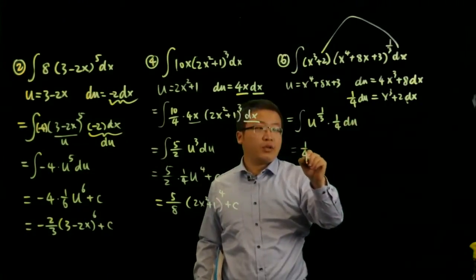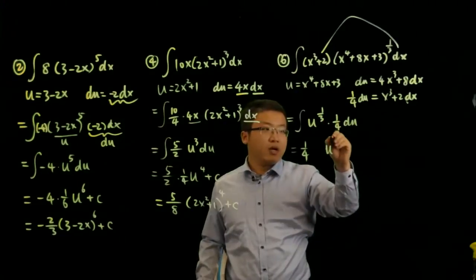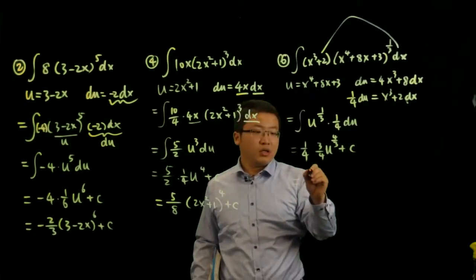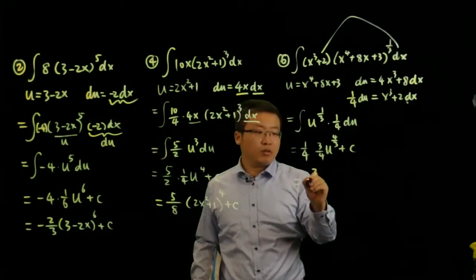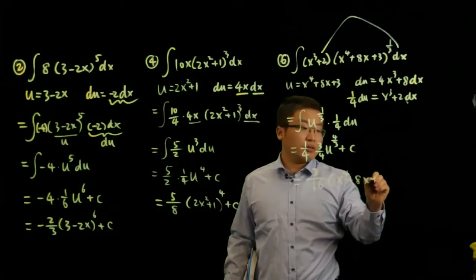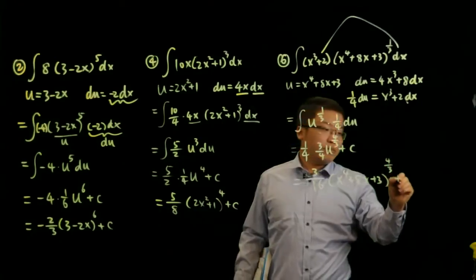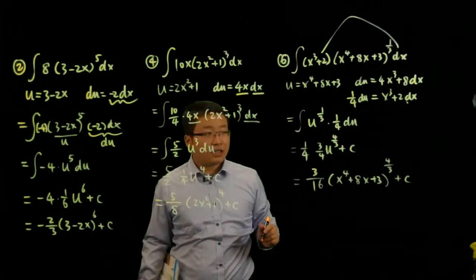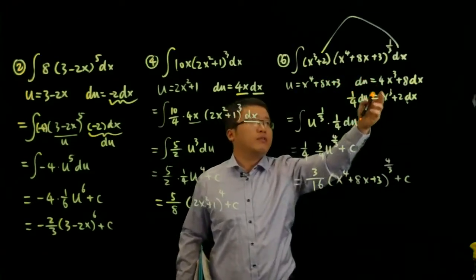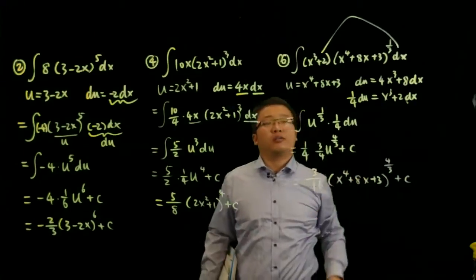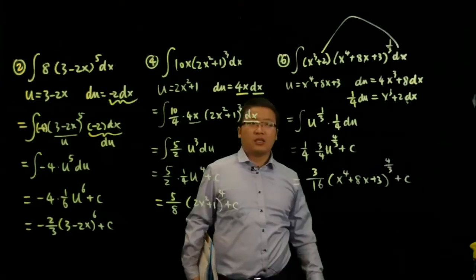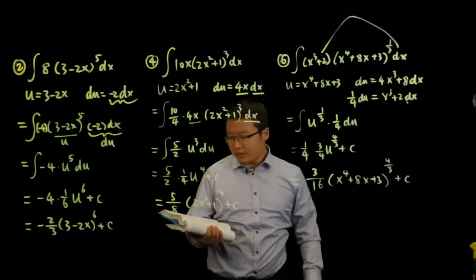U raised to 1 more will be 4/3, and 3/4 to balance, plus c. Then you multiply these two numbers, you get 3/16, and u is x to the 4th plus 8x plus 3, to the power of 4/3 plus c. Now you see the advantage of doing this. If you don't have that, you have to multiply this out, or maybe you cannot even multiply it out because this is the power of 1/3. If the power were 2 or 3 or 4, you would want to expand it, which would take a much longer time and a lot of calculations.